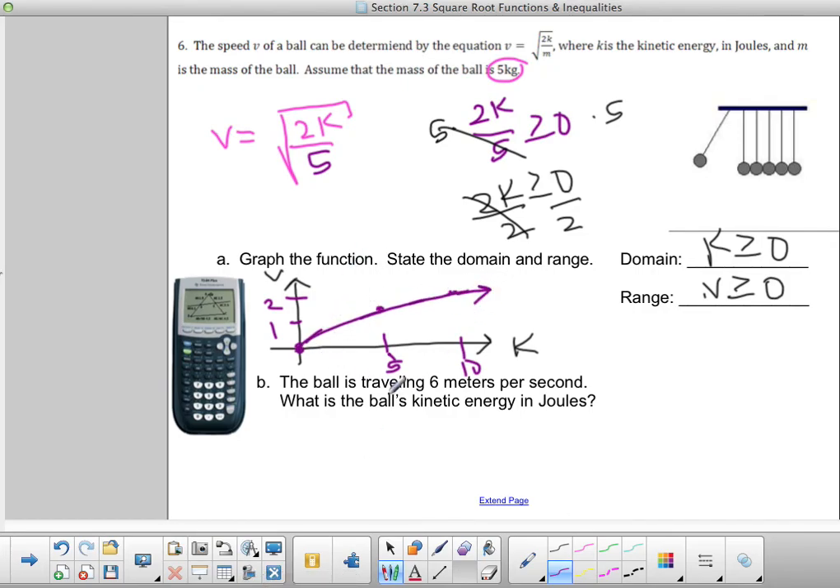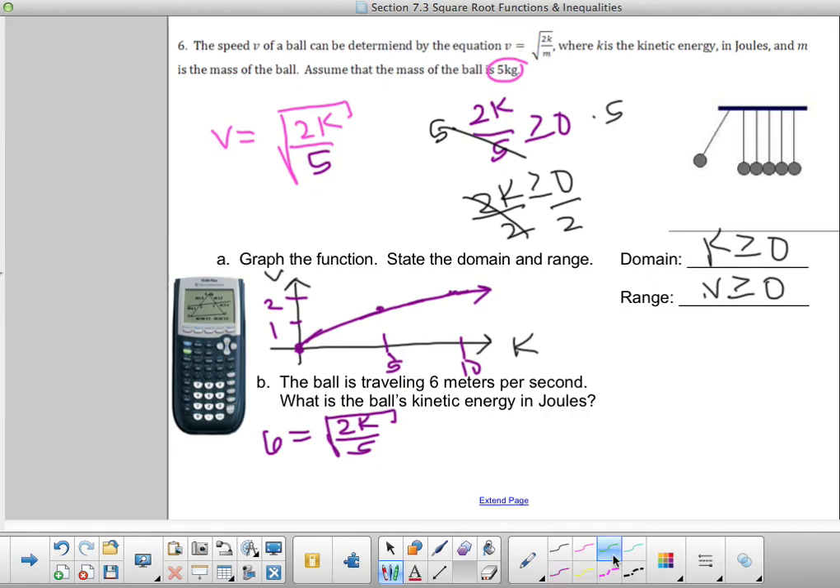Now B says the ball is traveling 6 meters per second. What's the ball's kinetic energy in joules? Okay, well, I need to decide where do I want to plug this in. 6 meters per second. Well, that's my speed, so that is v, so I would have 6 is equal to the square root of 2k over 5. So I'm trying to solve for what k is.